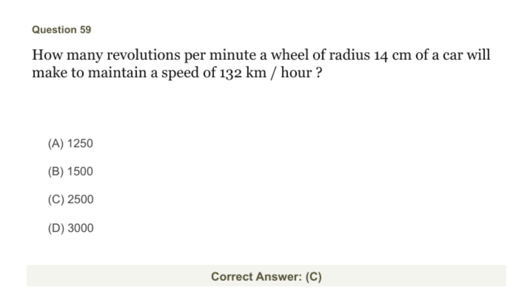Next, we calculate the circumference of the wheel, which is 2 times pi times the radius. This tells us how far the wheel travels in 1 full revolution. Then, dividing the car's linear speed by the wheel's circumference gives us the number of revolutions per minute. By doing these calculations carefully, we arrive at the answer, approximately 2,500 revolutions per minute, which matches option C.